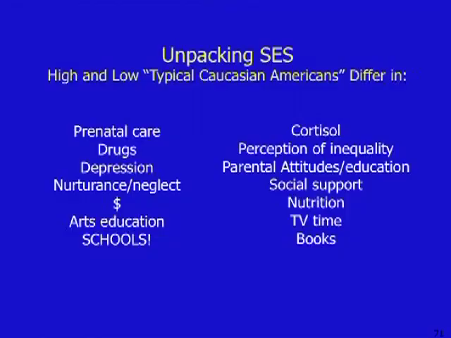Now, if you think about SES in America, it's so many different variables. How do you unpack it? Those different demographics differ in prenatal care, drugs, depression, dollars. The schools are funded by property taxes. Cortisol is much higher in low SES children, and everything's different. Many studies over the years have reported lower IQs, lower language scores, and we've now seen differences in brain organization between higher and lower SES children, since most of the studies are done on children.